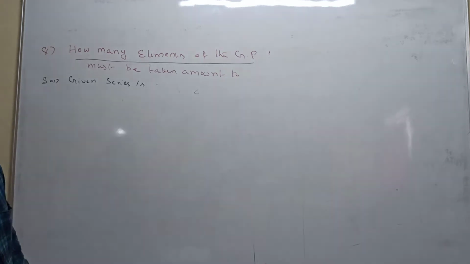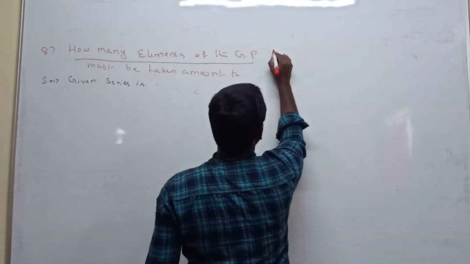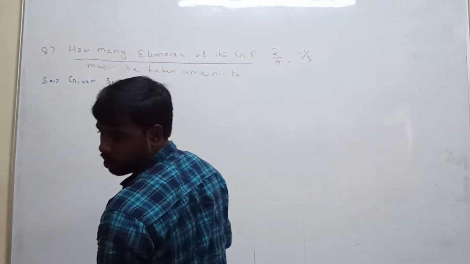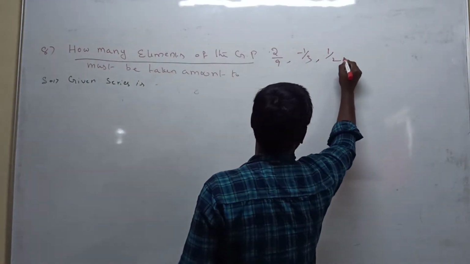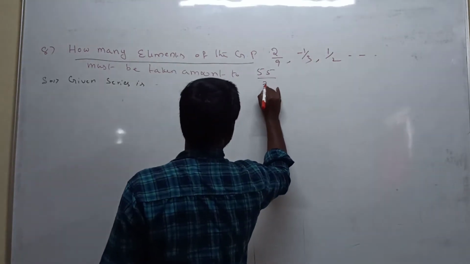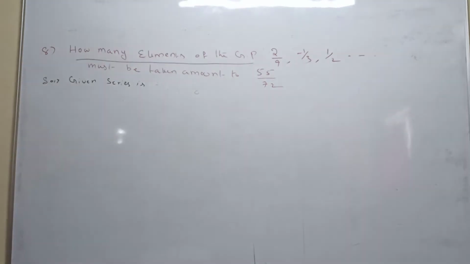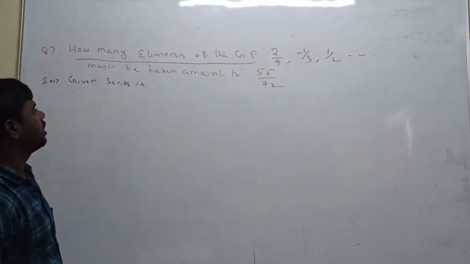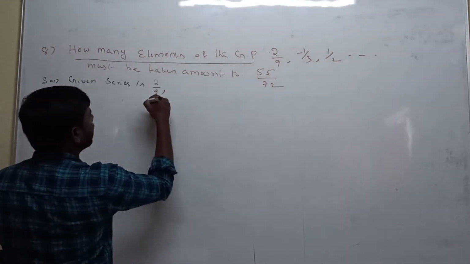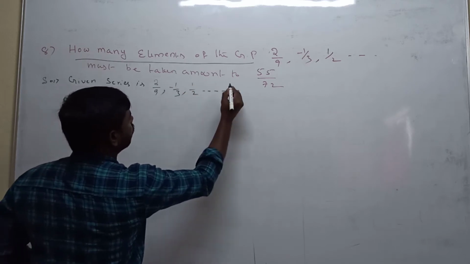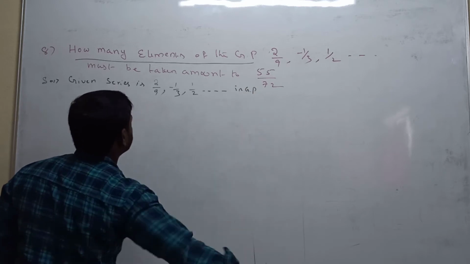How many elements of the geometric progression 2/9, -1/3, 1/2, and so on must be taken to amount to 55/72? Here also we have to calculate the number of elements. The given series is 2/9, -1/3, 1/2, and so on, in geometric progression.